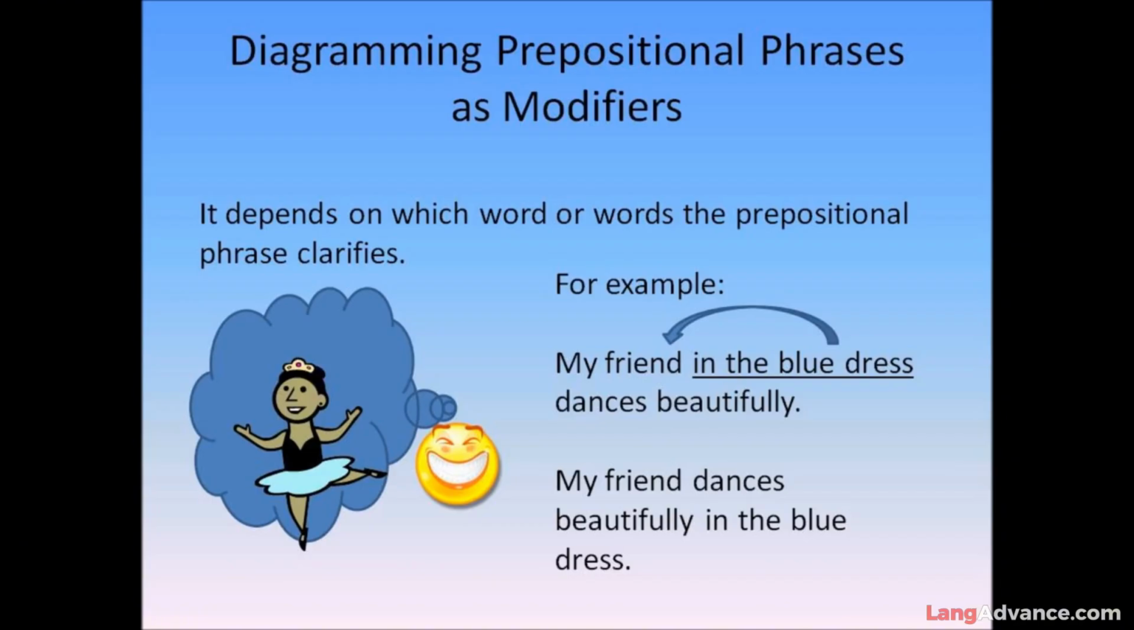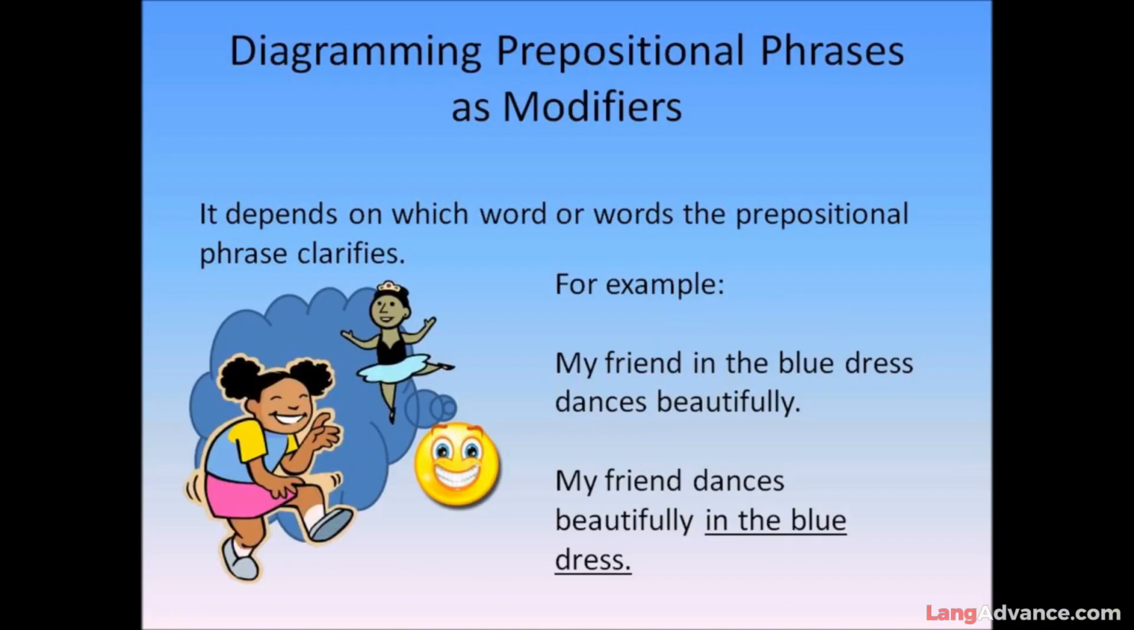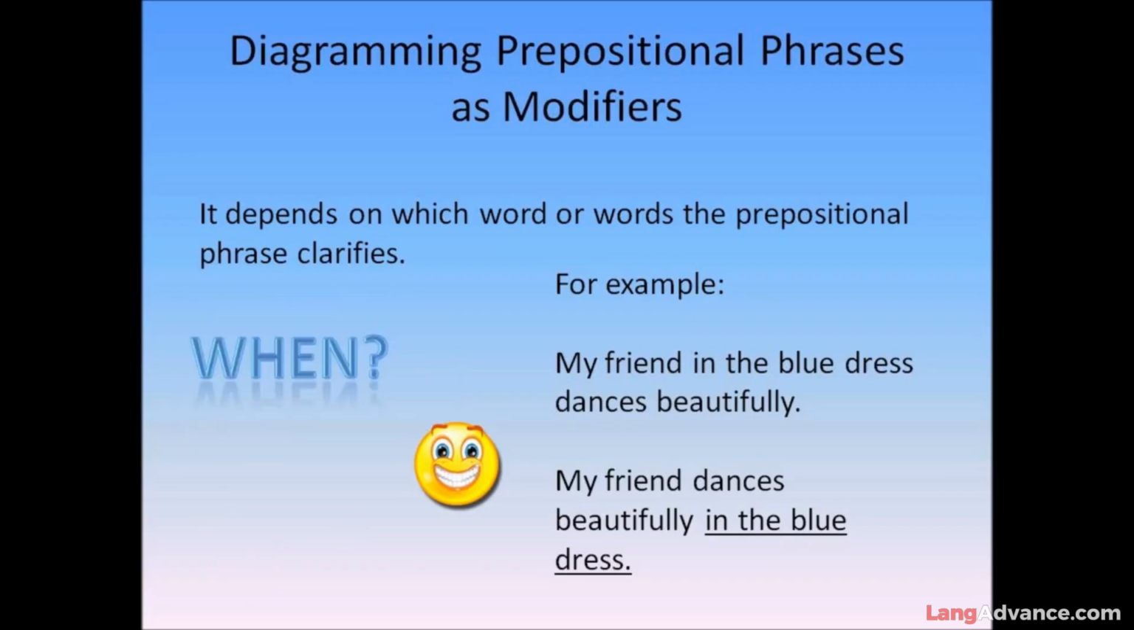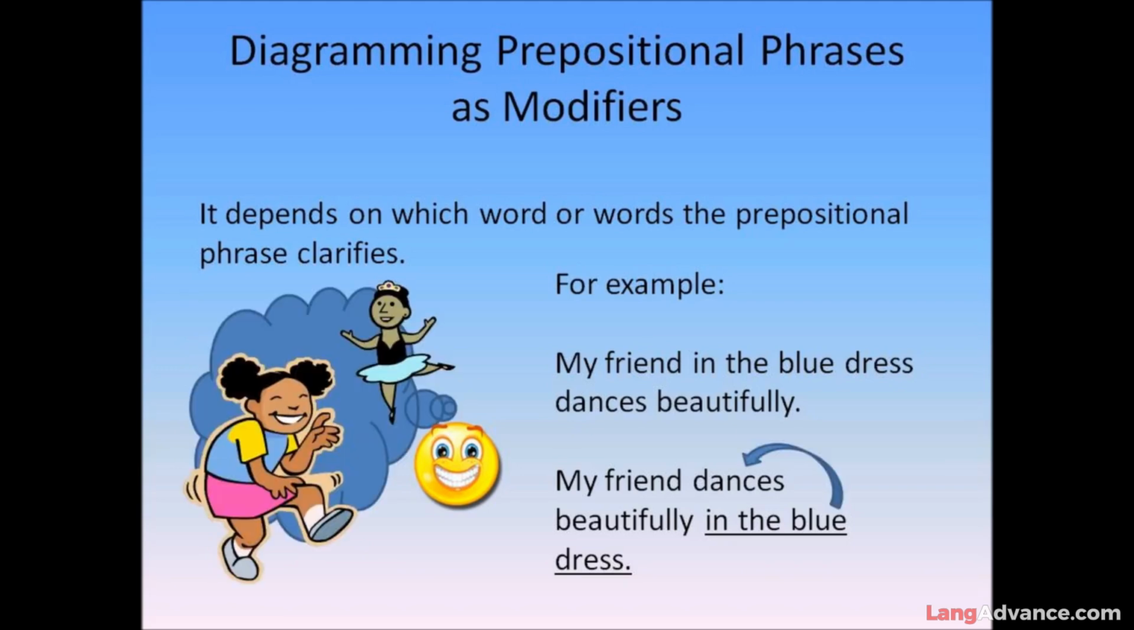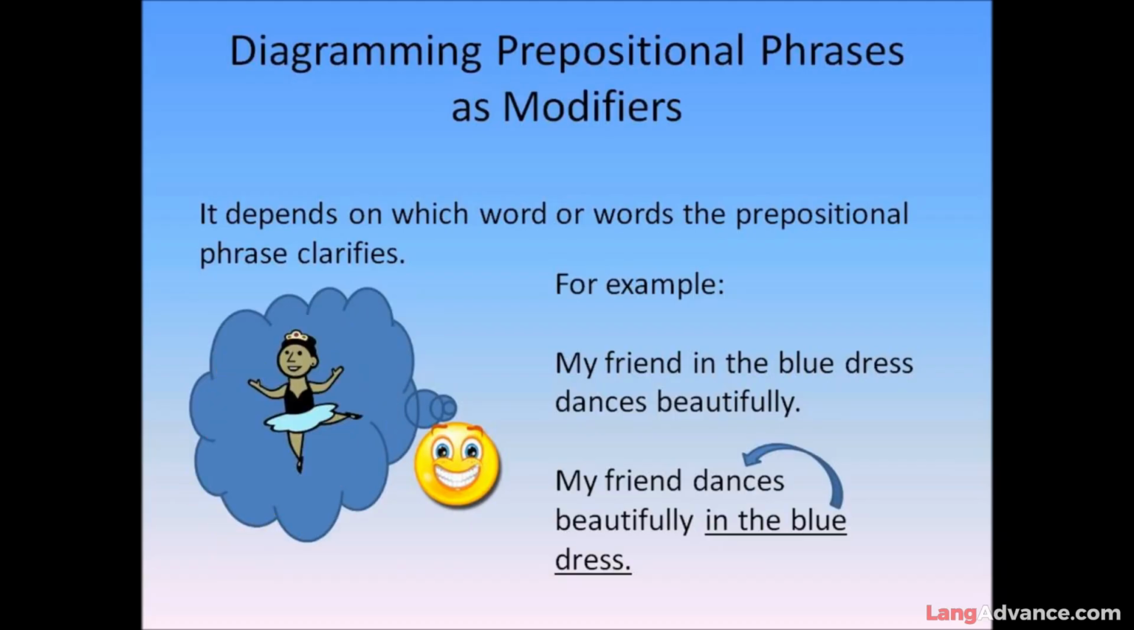For the second sentence, my friend dances beautifully in the blue dress, there's only one friend. And we're answering when. Well, when does that friend dance beautifully? That friend dances beautifully when she's in the blue dress. Not so much when she's in her pink skirt.